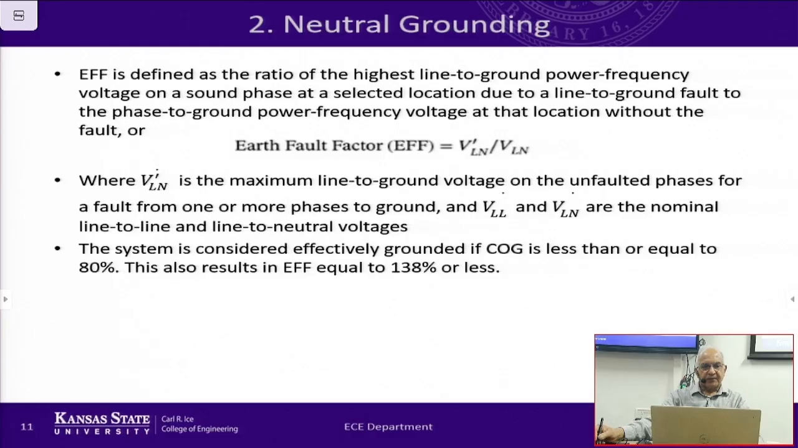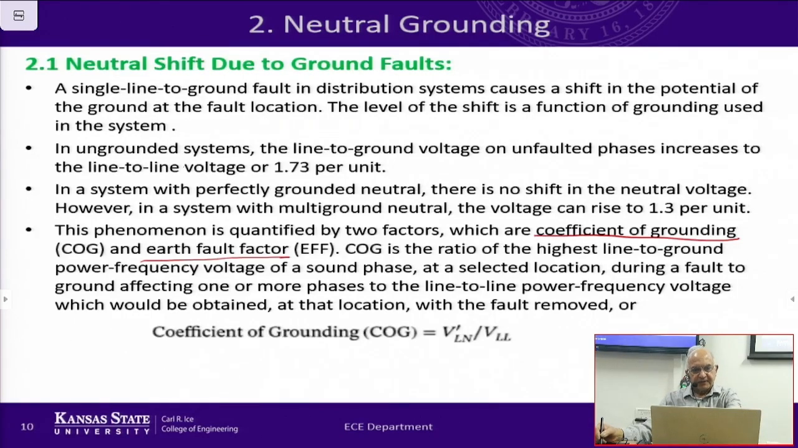Line to ground fault to the phase to ground power frequency voltage. The difference is that this is line to neutral voltage, and the previous one was line to line voltage. So if you go back and look at the difference, this is the ratio.